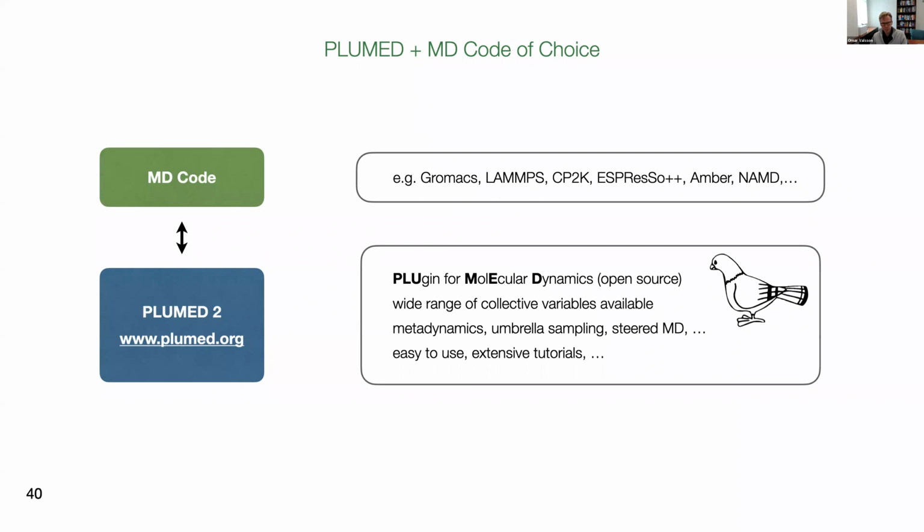Okay, the code that we use for meta-dynamics is PLUMED. PLUMED is a plugin for molecular dynamics codes. It's open source, has a wide range of collective variables, and implements a wide range of enhanced sampling methods.